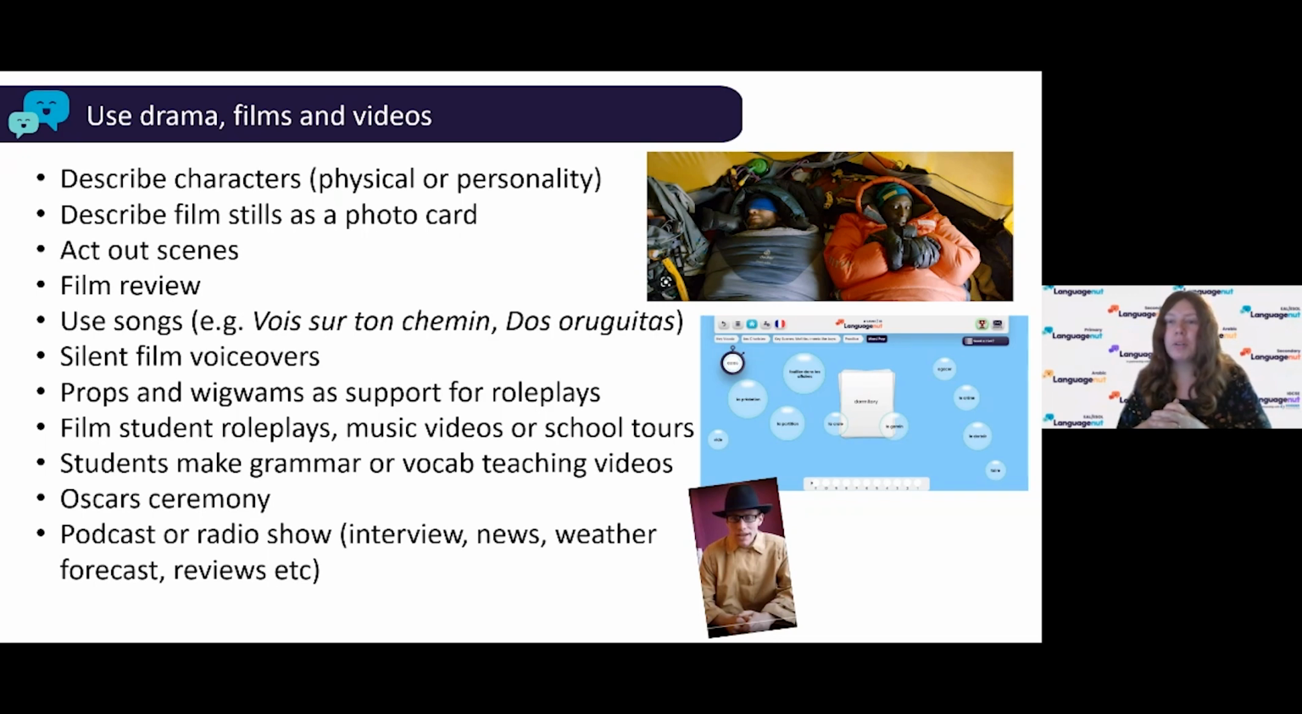Film review. Once you've watched a film, you can get them to write a review about it, sort of what they liked, what they didn't like, maybe look at some of the cinematic techniques. So that can be really interesting.